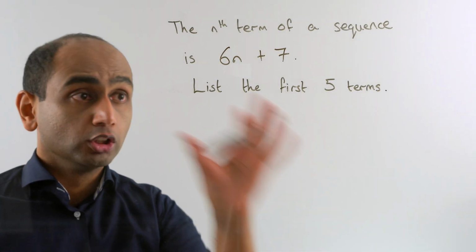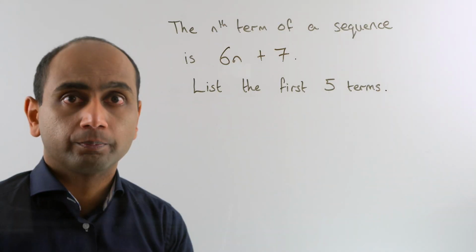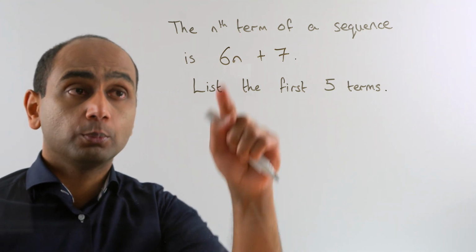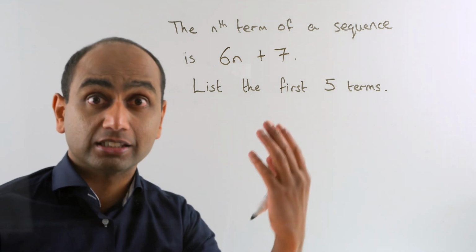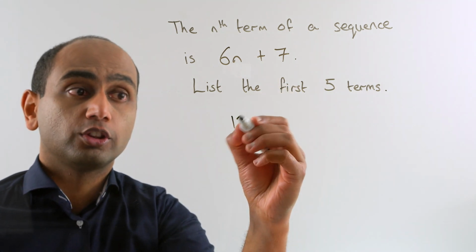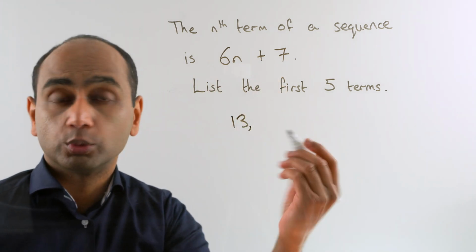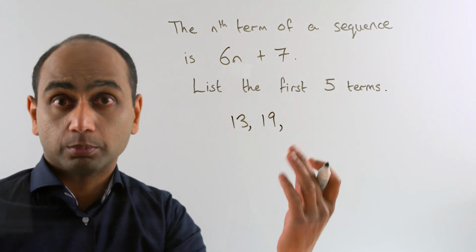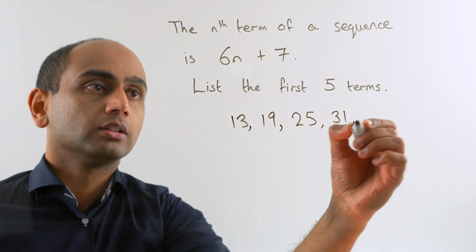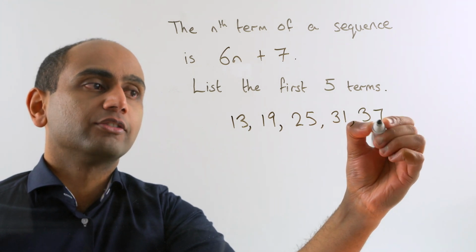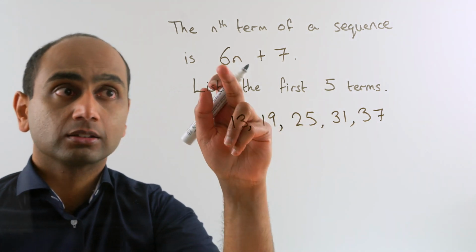Here's the second example. Pause the video and have a go at this one for yourself. Here you should have got the first term by doing 6 times 1 plus 7. 6 times 1 is 6, plus 7 gets you 13. The second term would be 6 times 2, which is 12, plus 7, which is 19. And carrying on, you should then have got 25, 31, and 37. Notice that this sequence is going up in steps of 6.